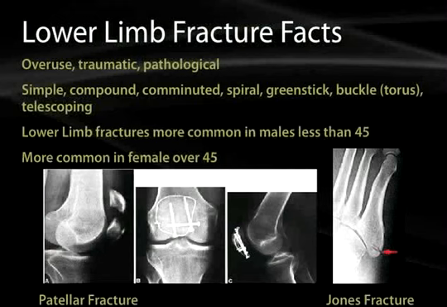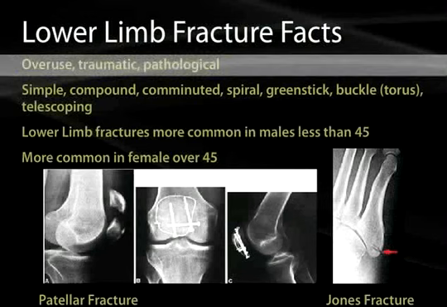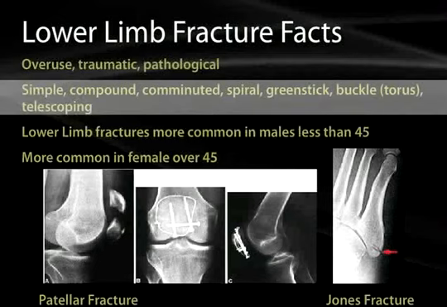Lower limb fractures are going to be where we're going to spend our first portion on the limbs and the bones that are associated with those fractures, to make sure that we have an overview of those structures. So we have overuse fractures, traumatic fractures, and pathological fractures. Each of those can be divided up into different types. For the traumatic fractures, the simple, compound, comminuted, spiral, greenstick, buckle, also known as torus fractures, and even telescoping fractures. A lot of these are traumatic in nature.